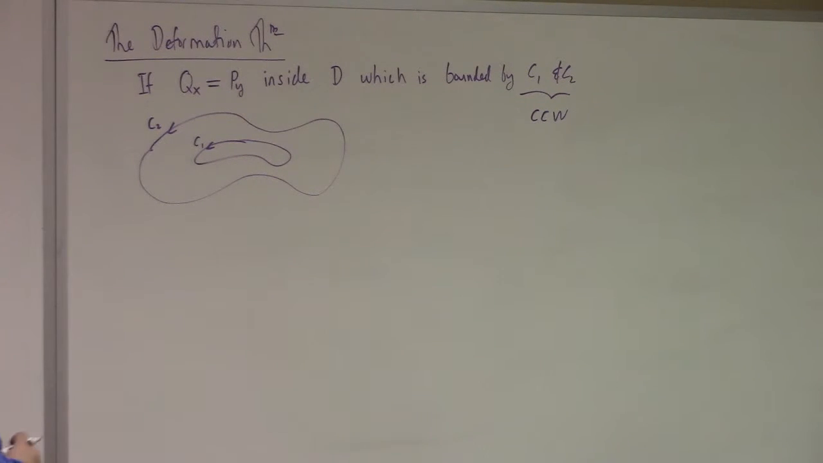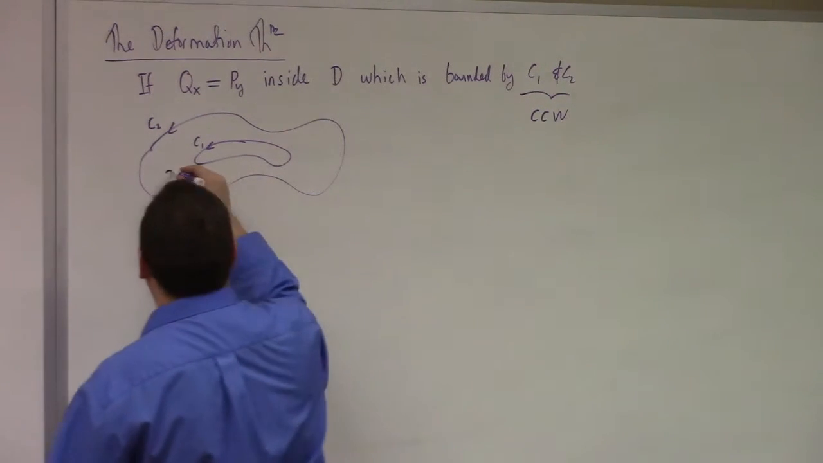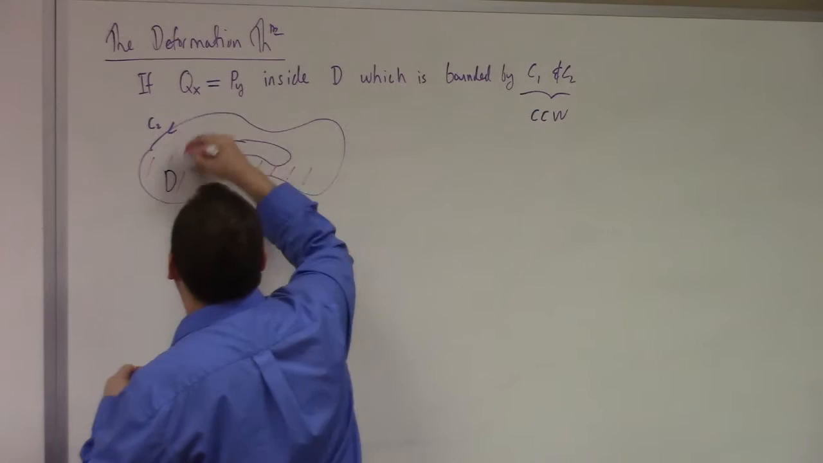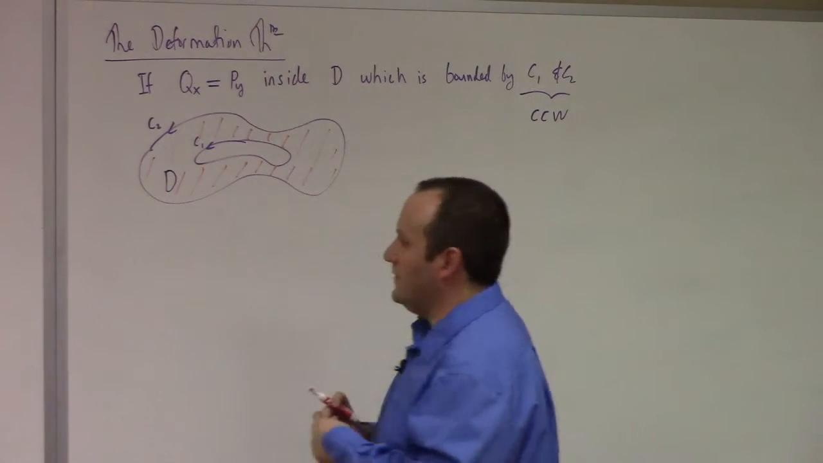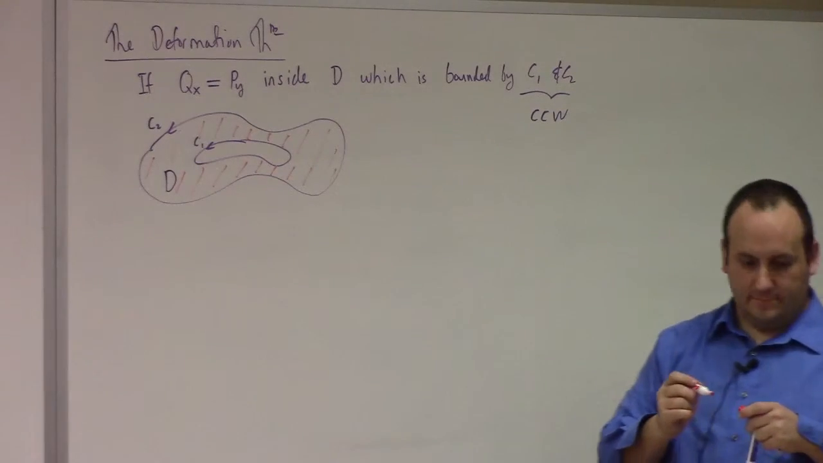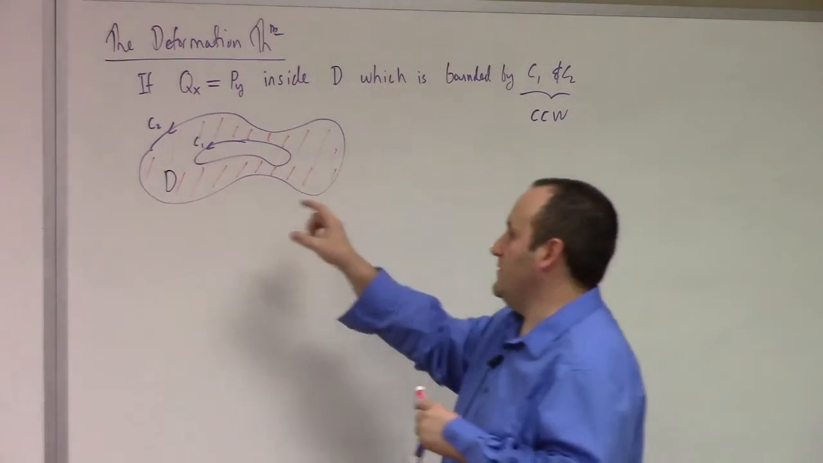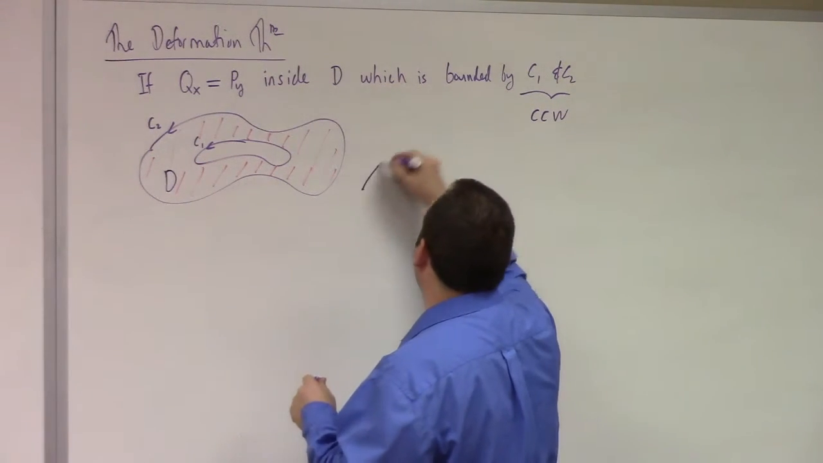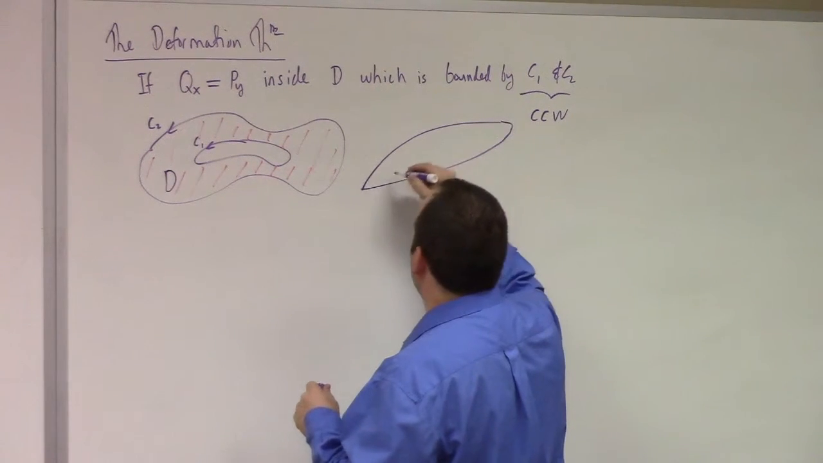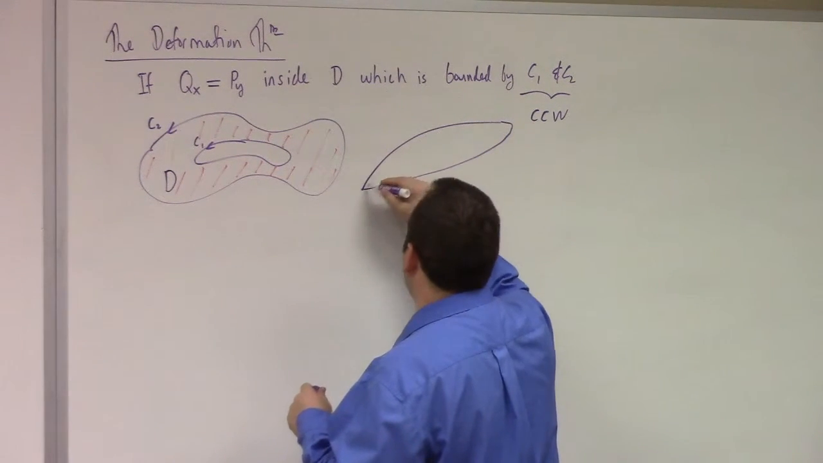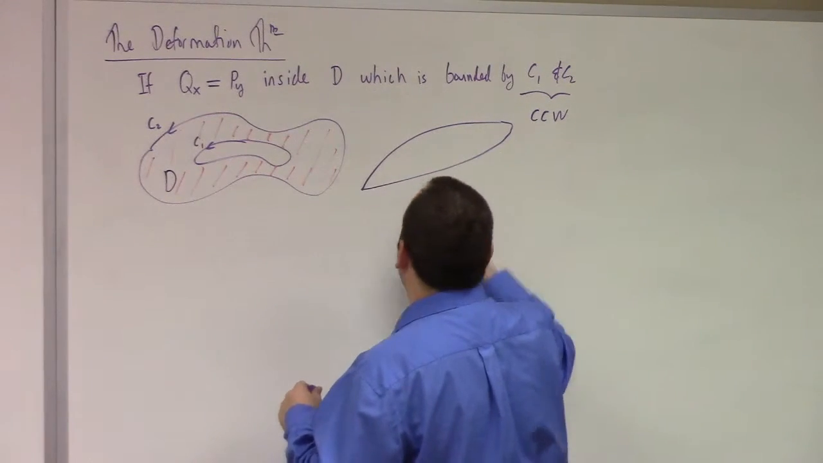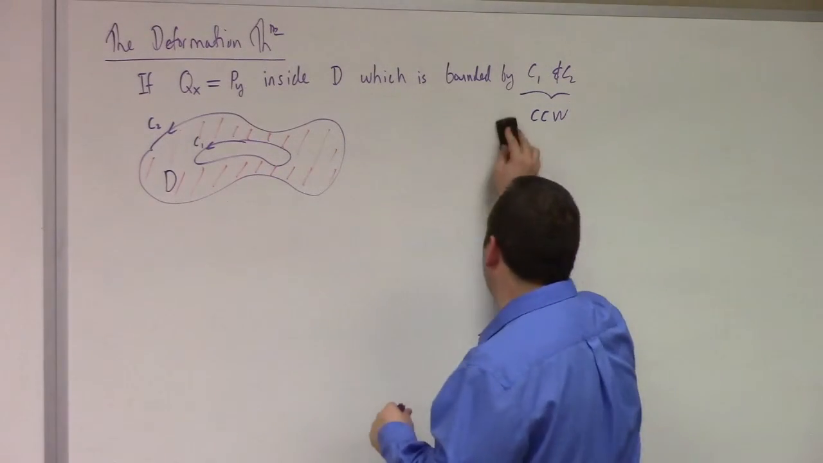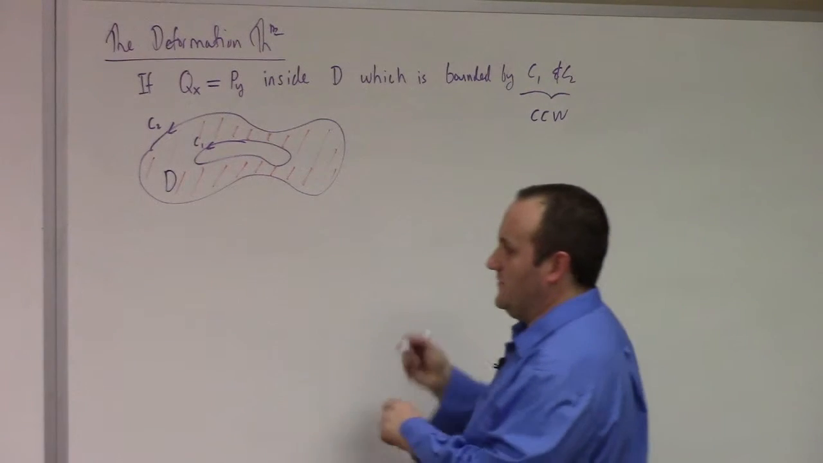But what happens if Qx is equal to Py inside D, which is this in-between region here, right? This annulus kind of thing. Of course, you could pinch the annulus, right? There's nothing really stopping you from having this situation either. Then what can we say about the integral of C1 and integral of C2?